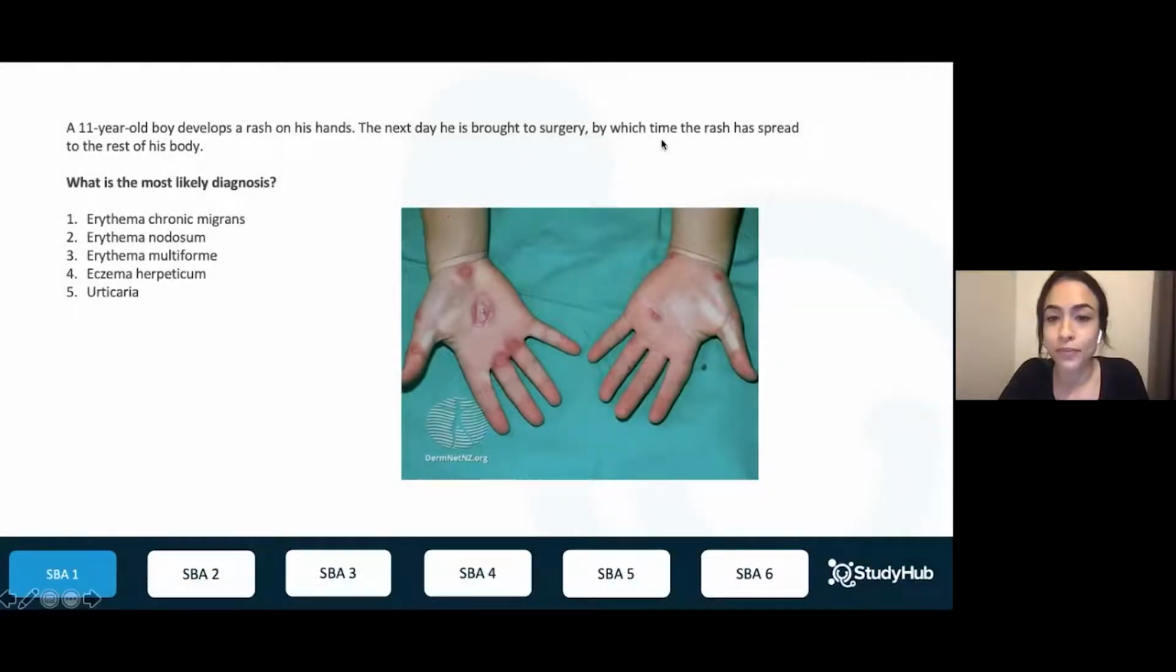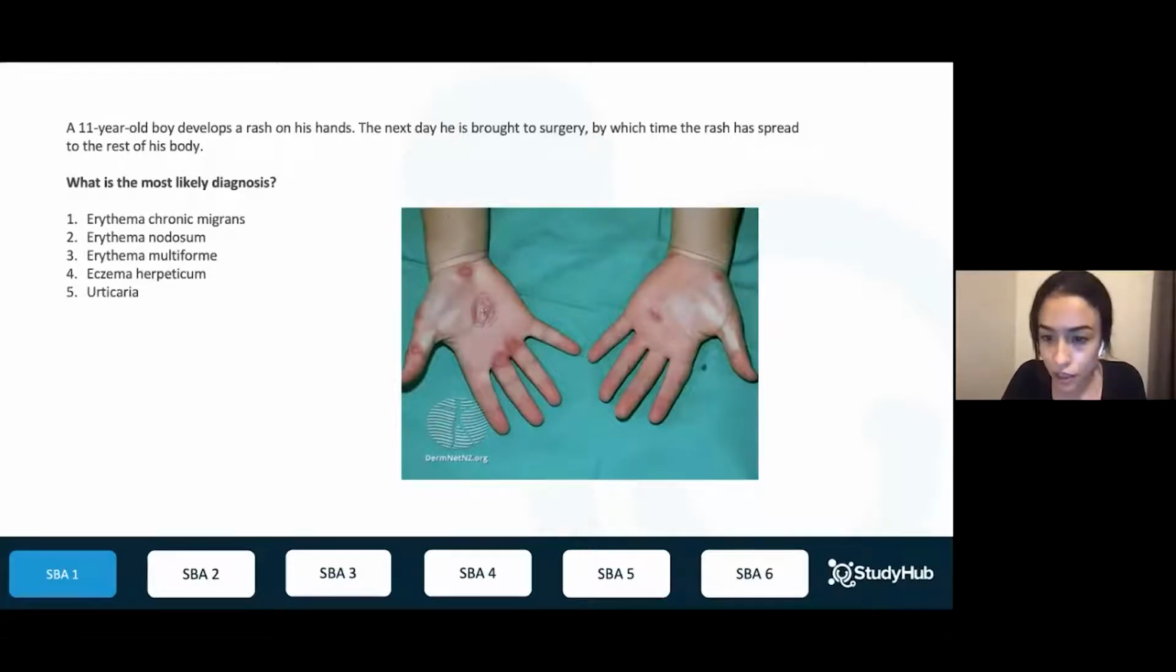Great. So most of you got the answer right. It is number 3, so erythema multiforme. Just quickly to go through the question, important things to pick up in this SBA is the timing of the rash. So it's come on suddenly on his hands in particular. This is a child, and then it's spread to the rest of the body. In terms of important features there, it's just the fact that it's on the hands and then it's on the rest of the body. So not really typical of urticaria, not really typical of eczema herpeticum either, which is quite localized to the places where eczema is, but could be 1, 2, or 3.